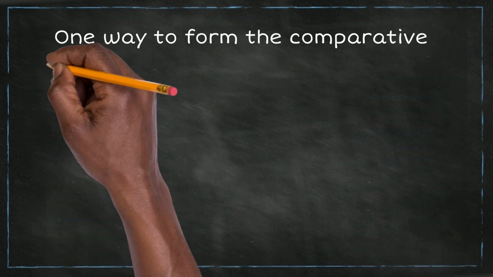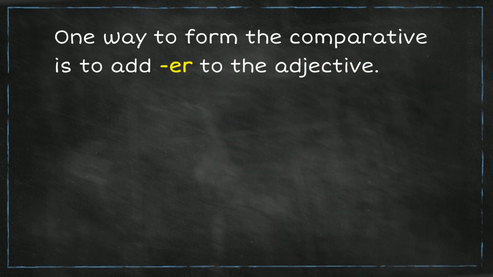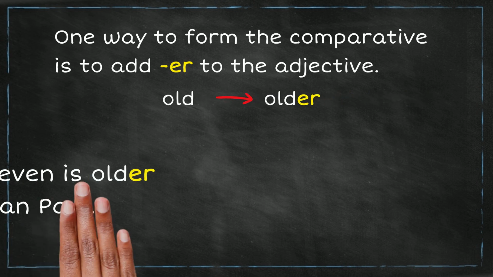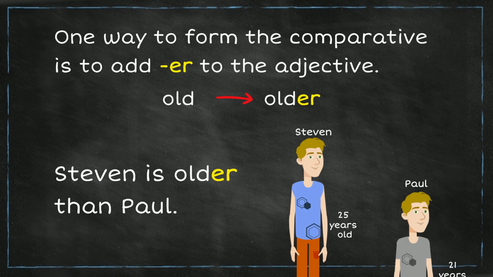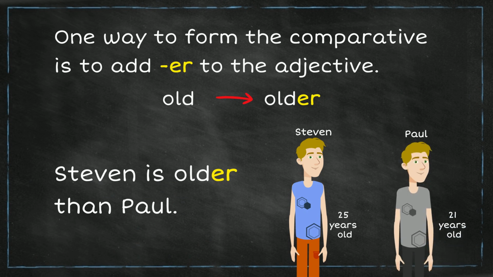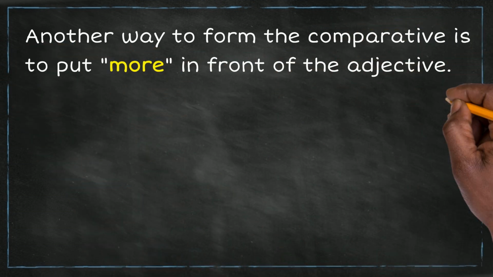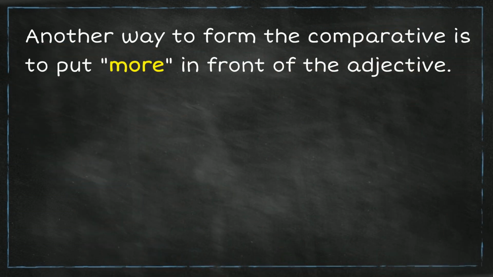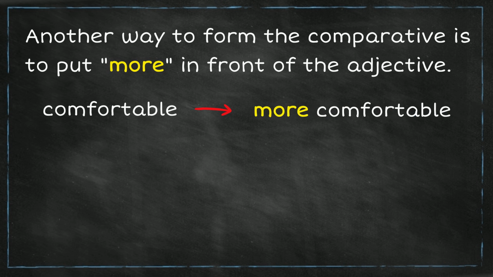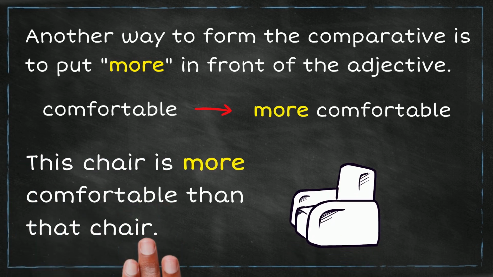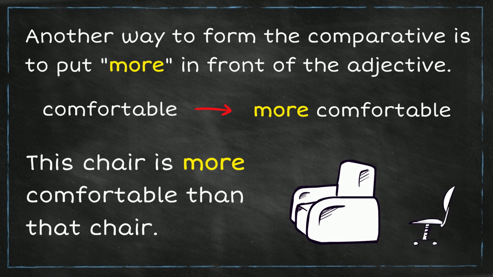One way to form the comparative is to add -er to the adjective. For example, old, older. Stephen is older than Paul. Another way to form the comparative is to put "more" in front of the adjective. For example, comfortable, more comfortable. This chair is more comfortable than that chair.